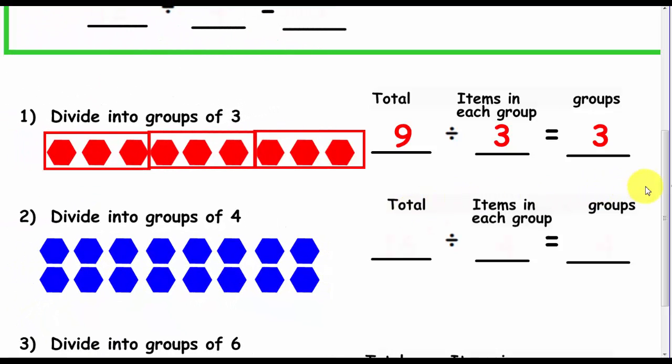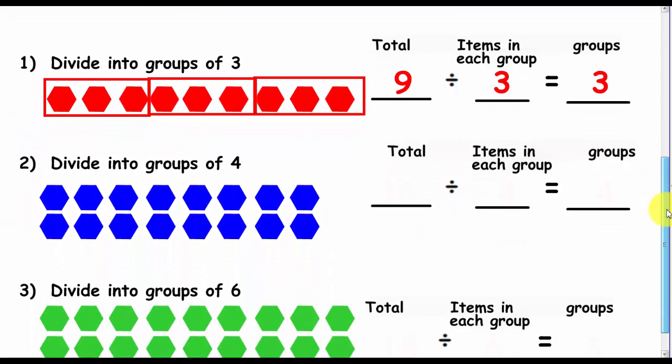Okay, let's pick up where we left off, so hopefully we have a better understanding of division. Let's look at problem number 2. We have 1, 2, 3, 4, 5, 6, 7, 8 items. 2 times 8 is 16. So we have a total of 16, but we're going to have 4 in each group. All right, so 16 divided by 4 is 4.